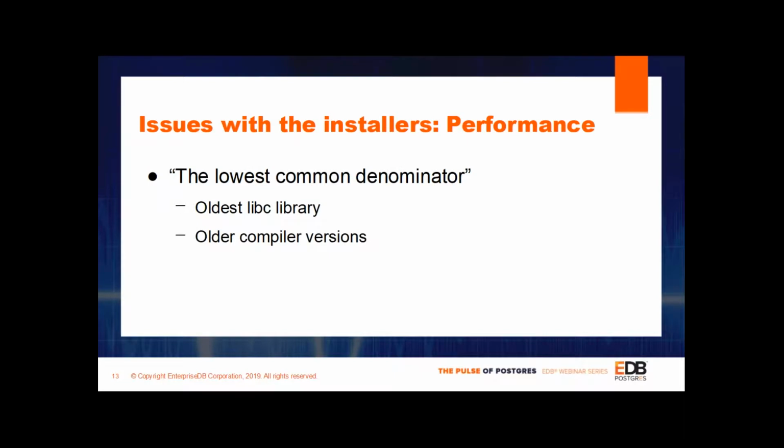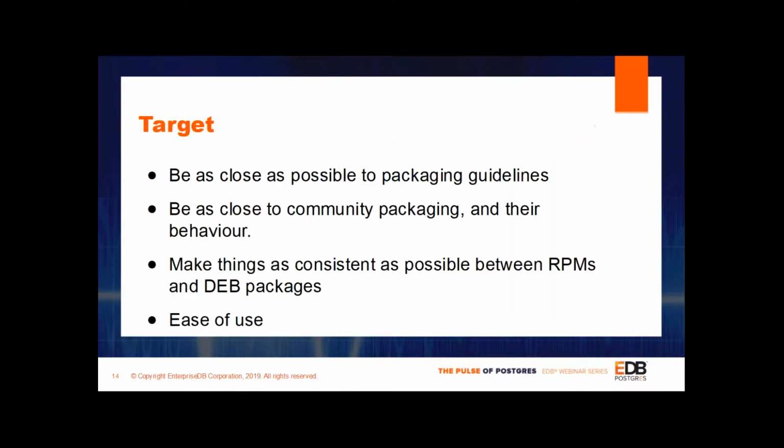And one of the major problems was the performance problem, because we had to use the lowest common denominator for everything, for the libraries. As I told you in the very first slide, we had to use the same library for all the platforms. So we have to use probably the oldest libc library, older compiler versions, because we had to compile the same thing on Red Hat 6 as well and Red Hat 7 as well, or the Ubuntu 18. So that was a major problem for us.